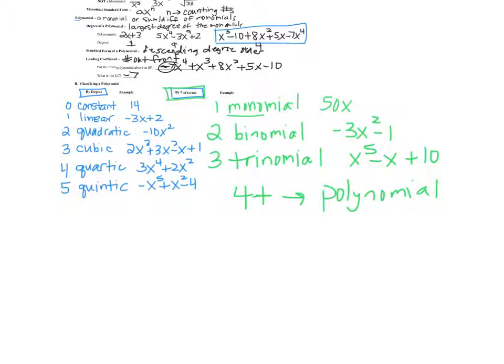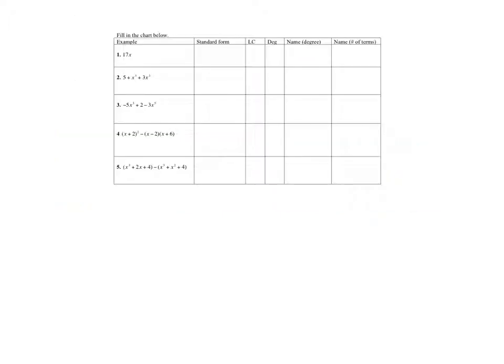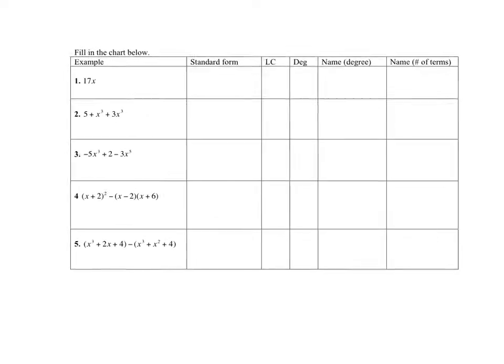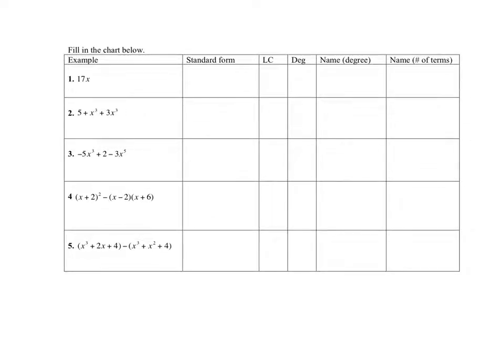All right, so let's move. Here it is. Now, what we're going to do with these is we first are going to get this in a standard form, okay? Sometimes it's going to be easy. Sometimes we're going to have to combine like terms. Sometimes we're going to have to FOIL. But we're going to get it in the standard form, and then we're going to answer the question for each of these. So standard form for 17x is simply 17x.